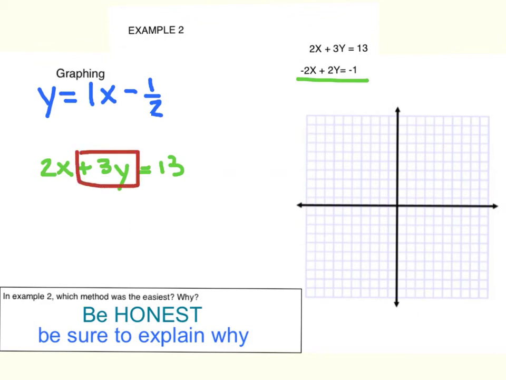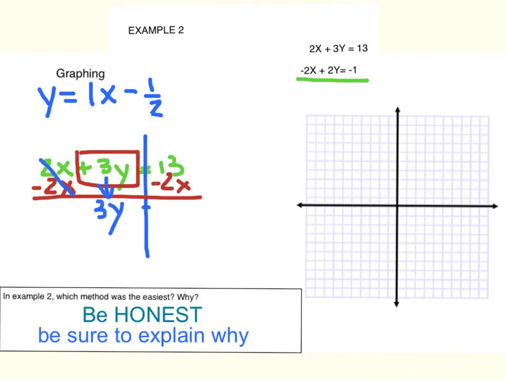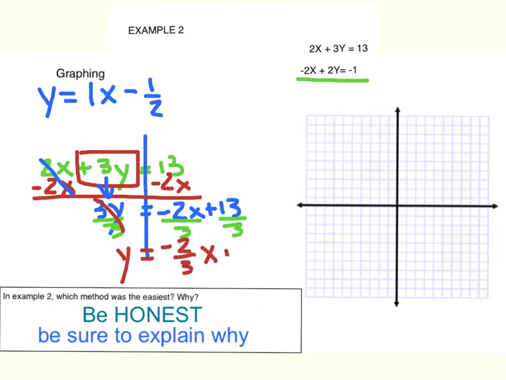So I already wrote it down. So I'm going to first box my variable. I cancel what's next to the box by subtracting 2x to both sides. Those cancel out. I bring down my box. So I get 3y equals negative 2x plus 13. Remember, 2x and a 13 can't combine because they're not alike. My last step is to divide everything by 3 because that's the number inside the box. And our answer is that y equals negative 2/3 x plus 13 over 3.